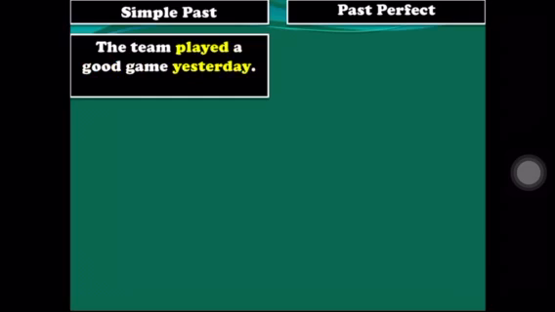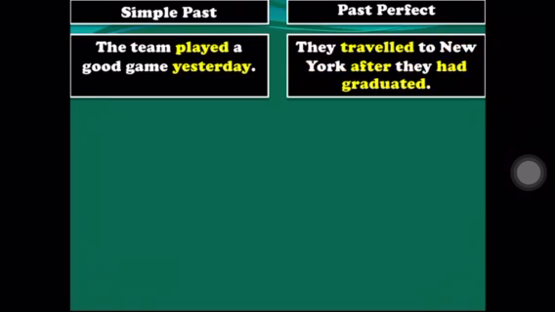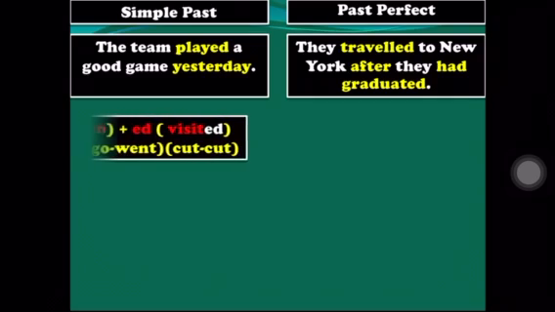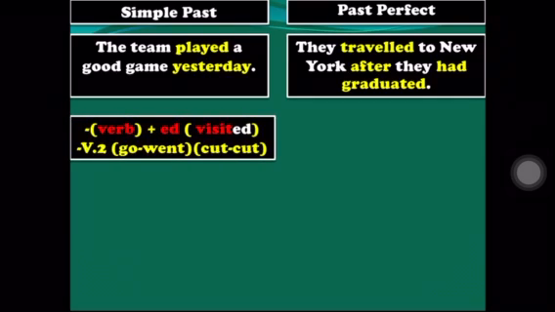Look at this example also. The team played a good game yesterday. They traveled to New York after they had graduated. So in the first example, we have the simple past. How do I form the verb in the simple past?